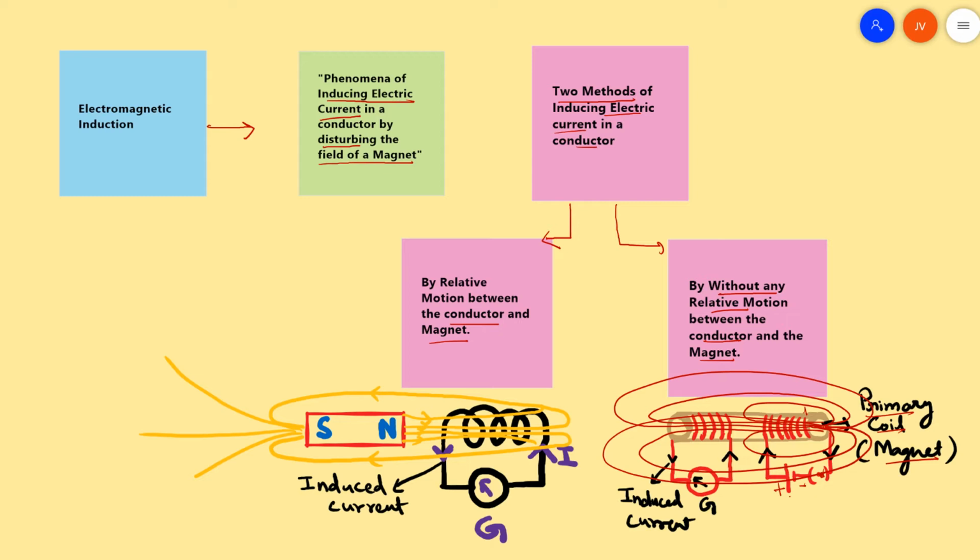In that disturbed magnetic field, if a conductor or a coil is just placed, induced current is produced in it. So these are the two ways: either set them in relative motion or put the conductor in a disturbed field for generating induced current in a coil. And in this process, we are not using any battery for producing electric current. We are using a magnet for producing electric current.